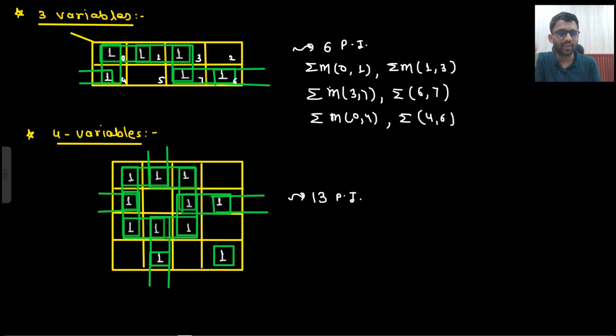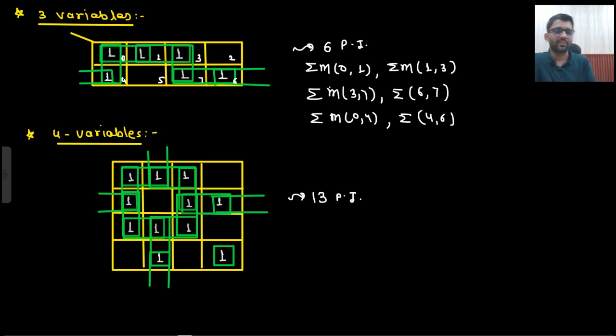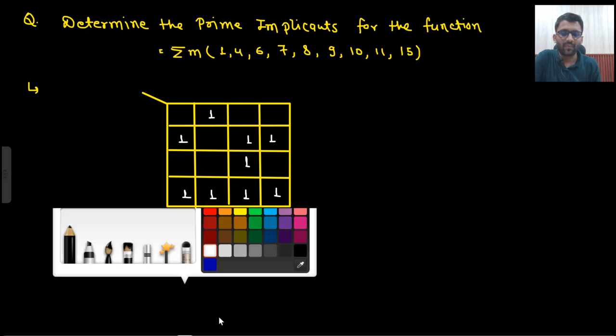But this question will not be coming because there is no certain formula that in 2 variables 2 prime implicants are coming. I guess 13 is the correct answer. If someone is getting more than 13, then he can send me his solution on Telegram. I can check it. But I guess 13 is the maximum. Now these kinds of questions can come, that they will give you a function 1, 4, 6, 7, 8, 9, 10. Now you need to find the number of prime implicants. How many prime implicants are there?